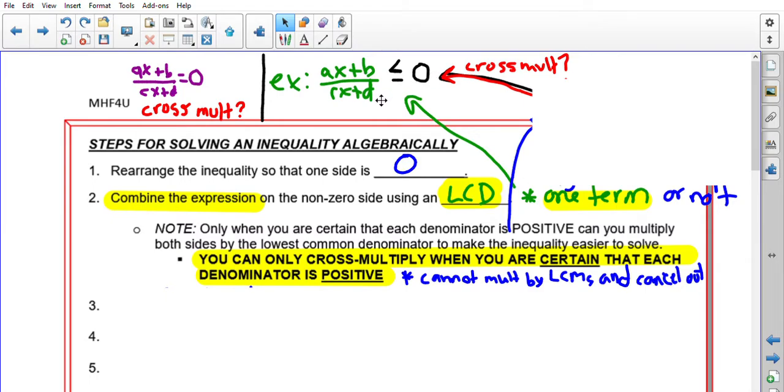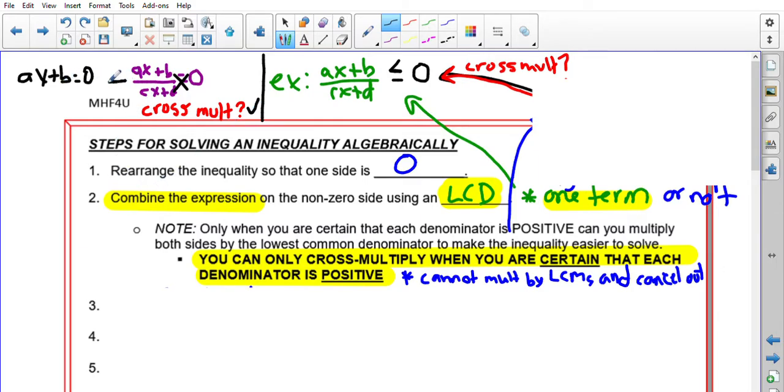Now, if we got to this situation in the last lesson, so remember, this is a rational inequality, this is a rational equation. If we came to this point in the last lesson, you were able to solve this by cross-multiplying. Right? And what would happen there is then you would just be left with ax plus b equals 0. So were we able to cross multiply there? Yes. And then it would lead to this. What I want you to keep in mind is that you cannot do that with rational inequalities.